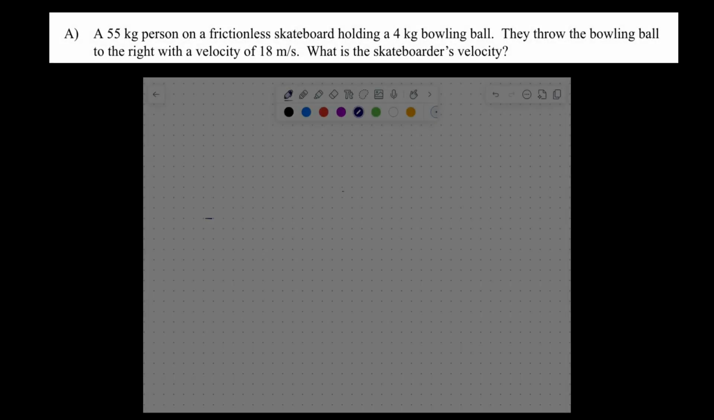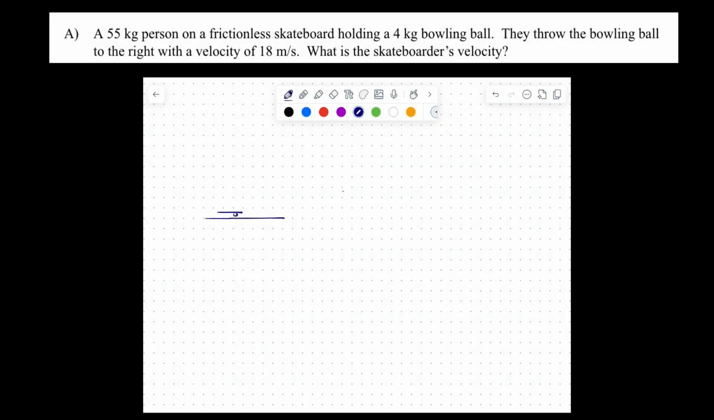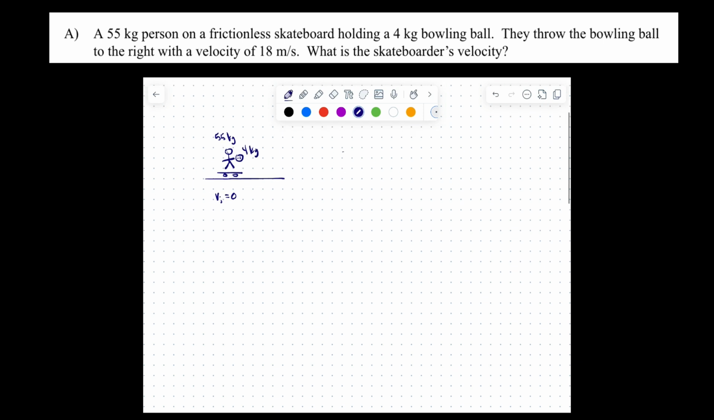So in this situation, we have a person standing on a skateboard and they are holding a bowling ball. The person has a mass of 55 kilograms. The bowling ball has a mass of 4 kilograms and they are initially at rest. So that means if their velocity is 0, the initial momentum in this situation is also 0.